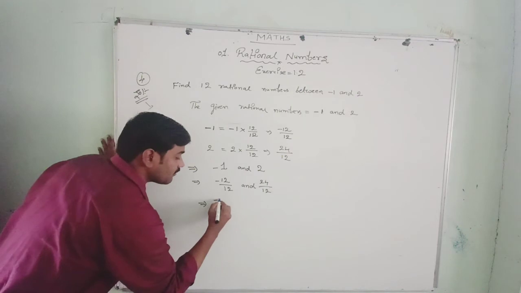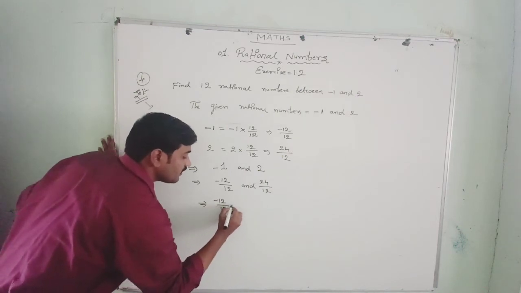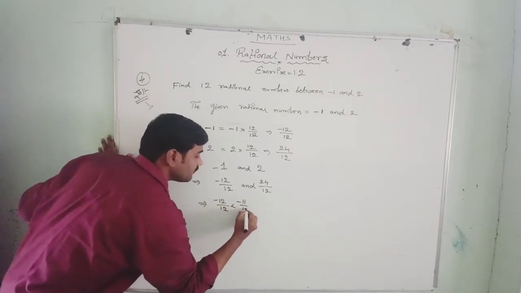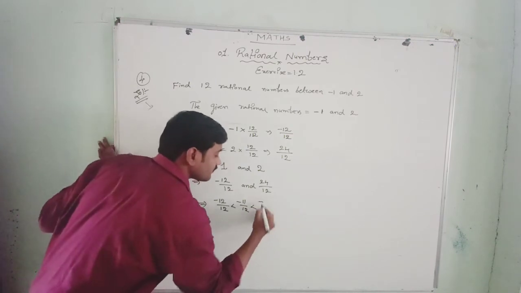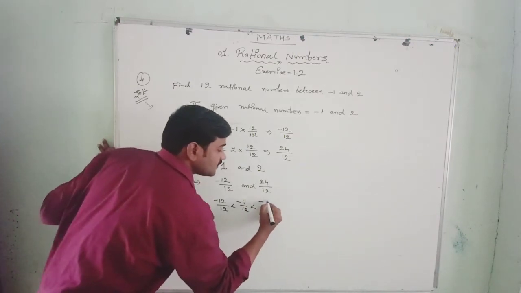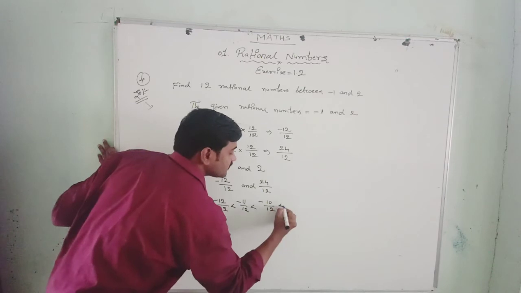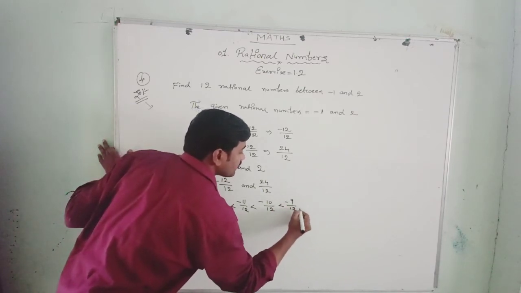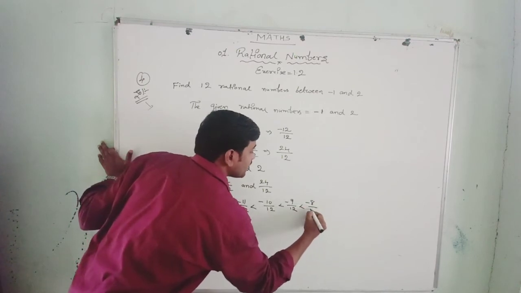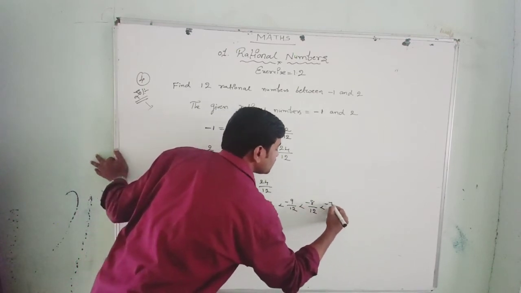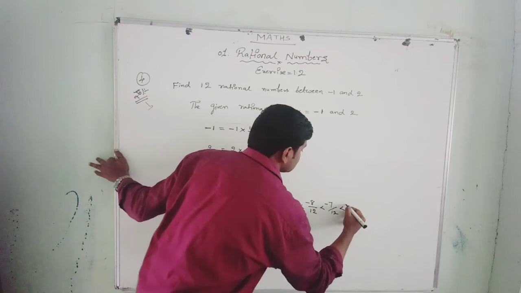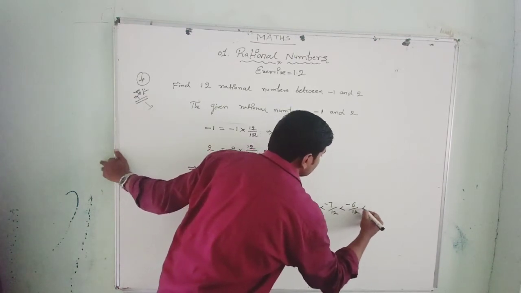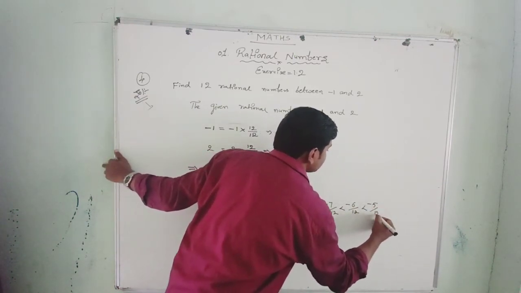So here minus 12 by 12 which is less than minus 11 by 12 which is less than minus 10 by 12 which is less than minus 9 by 12 which is less than minus 8 by 12 which is less than minus 7 by 12 which is less than minus 6 by 12 which is less than minus 5 by 12.